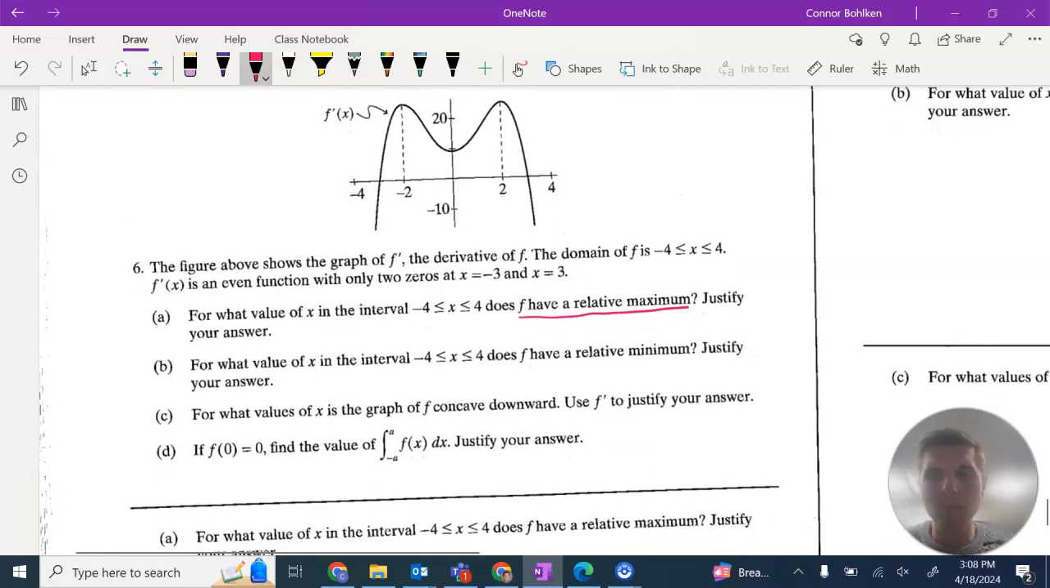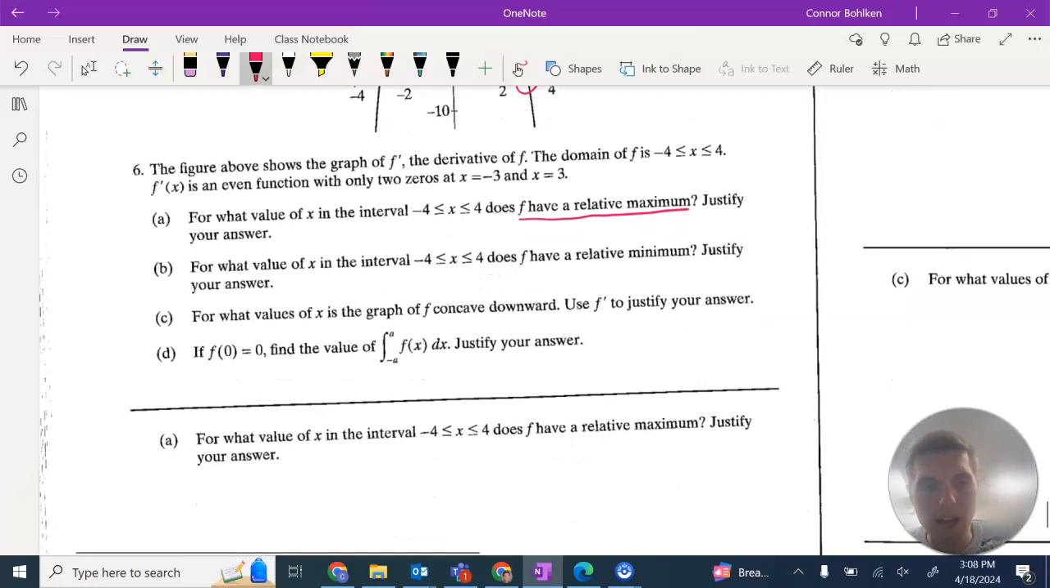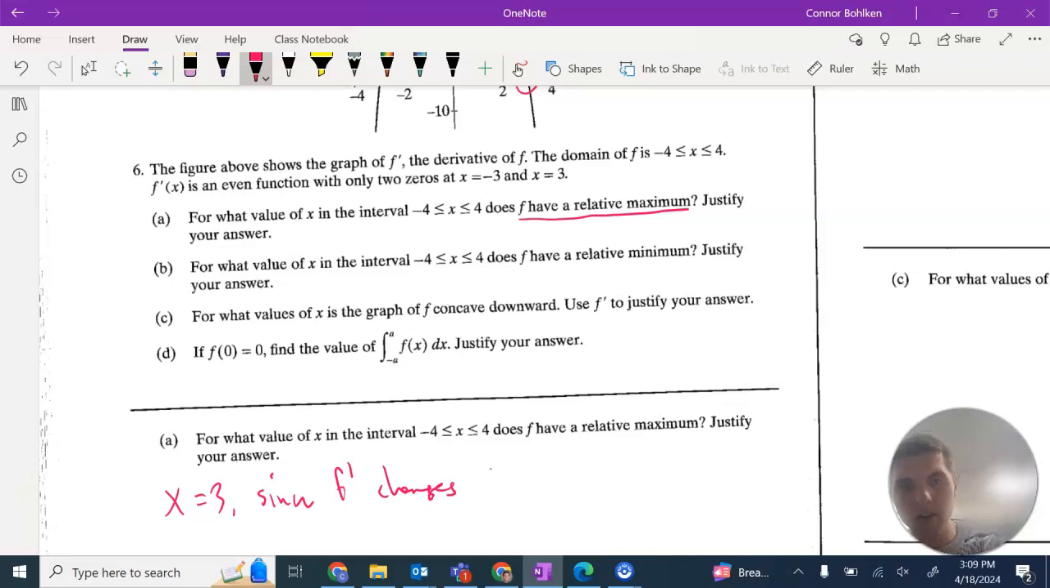We're given f prime, so remember with your non-writing hand we're saying when does the original function change from increasing to decreasing, or positive to negative? It's only right there at x equals 3. So our justification would be at x equals 3, since f prime changes from positive to negative.